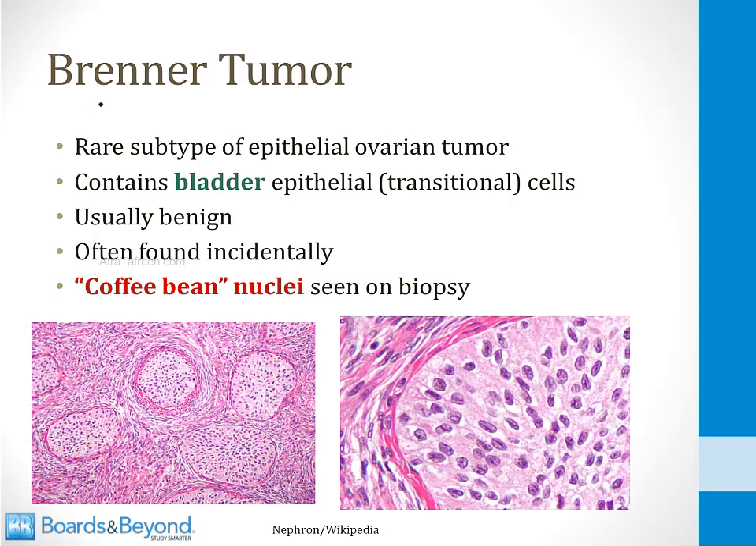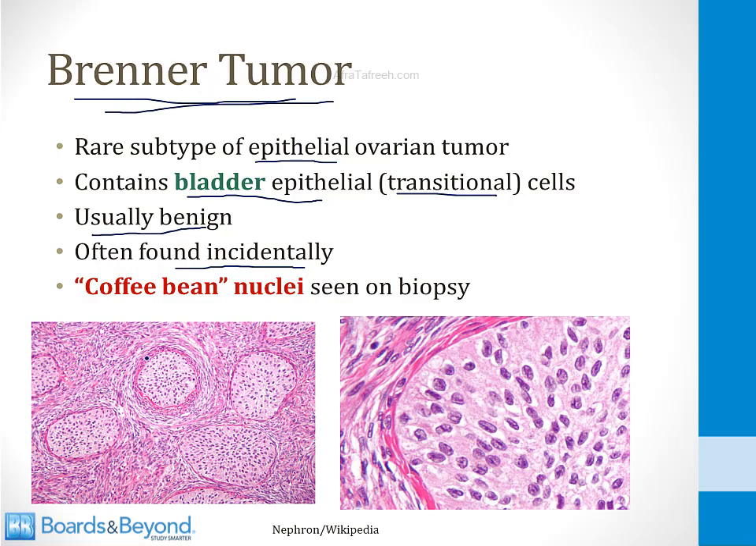But one that I want to mention specifically is called a Brenner tumor. This is a rare subtype of epithelial tumor of the ovary, and what's special about it is that these tumors contain bladder epithelial cells, transitional cells of the bladder. These are usually benign tumors, and they're often discovered incidentally, so a woman has abdominal pain or some other reason for abdominal imaging, and it reveals an ovarian mass, and after the mass is removed, you discover that it's a Brenner's tumor, which luckily is usually benign.